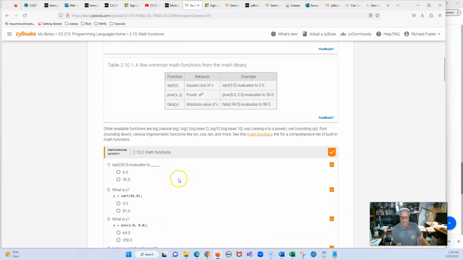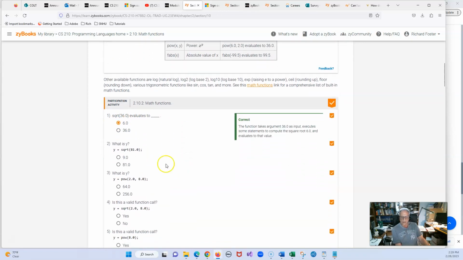So let's take a look at this. The square root of 6 is going to be just plain 6. And it wants to know what is y here. So we have the square root of 81.0. If you remember your math, it's 9. And what is y? The power. So there we're going 2 to the 8th. 2 to the first is 2. 2 to the second is 4. 2 to the third is 8. 2 to the fourth is 16. And I'm not going to go all the way up, but I'm going with 256.